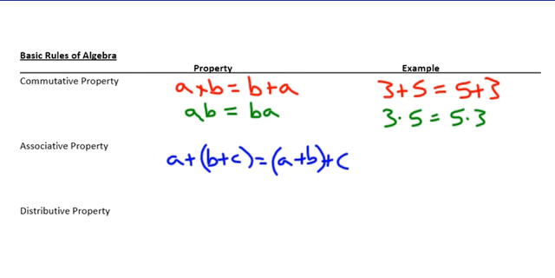The same similar idea with the multiplication. If we did A and then B times C, or if you did A and B first and then multiplied it times C, that'll work out just fine for you.